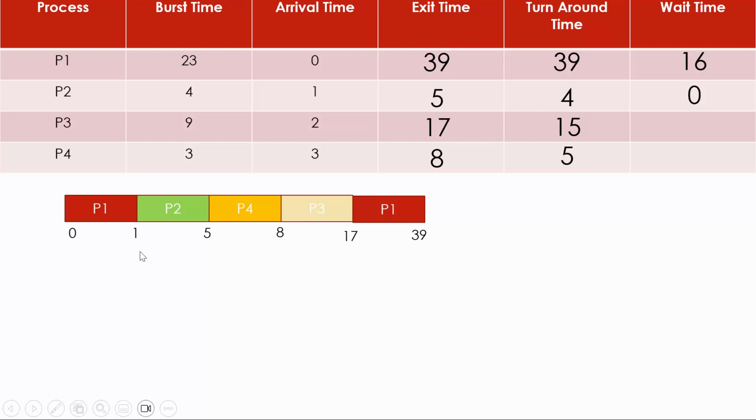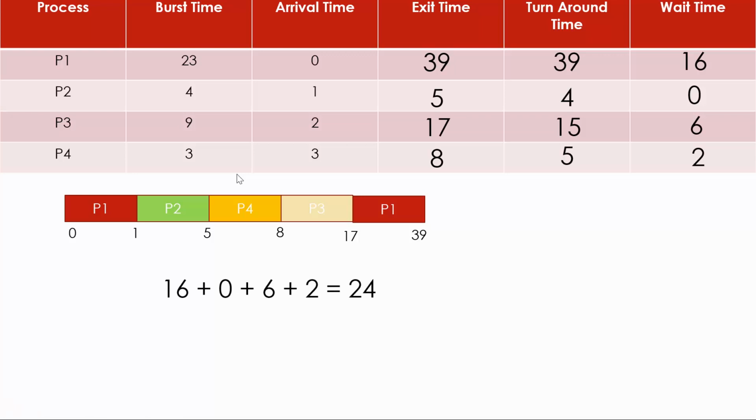But when did P2 arrive? It arrived at the 1-second mark. So as soon as it arrived, it was able to start. That's why it is 0. So then we have P3, 15 minus 9 is 6. And then we have 5 minus 3, the turnaround time of P4 minus the burst time of P4, that is 2. Now that I have the wait time, I can add them all together.